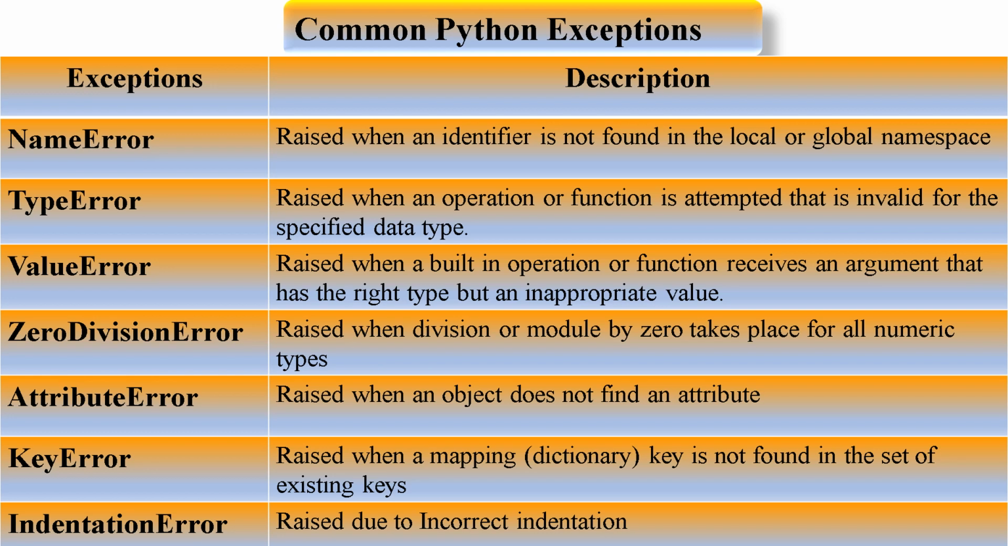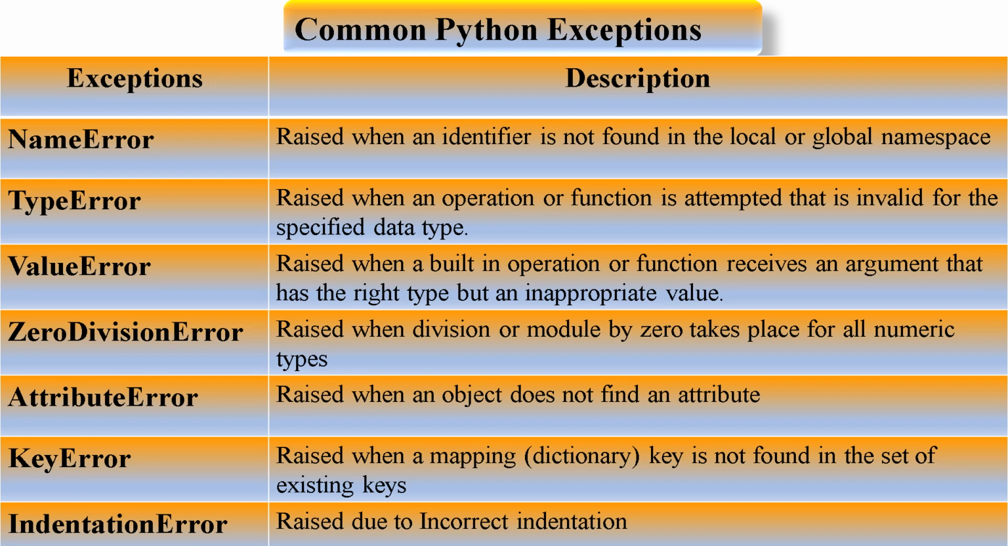Let's see some standard built-in exceptions available in Python. NameError. Raised when an identifier is not found in the local or global namespace. TypeError. Raised when an operation or function is attempted that is invalid for the specified data type. ValueError. Raised when a built-in operation or function receives an argument that has the right type but an inappropriate value. ZeroDivisionError. Raised when division or modulo by zero takes place for all numeric types.